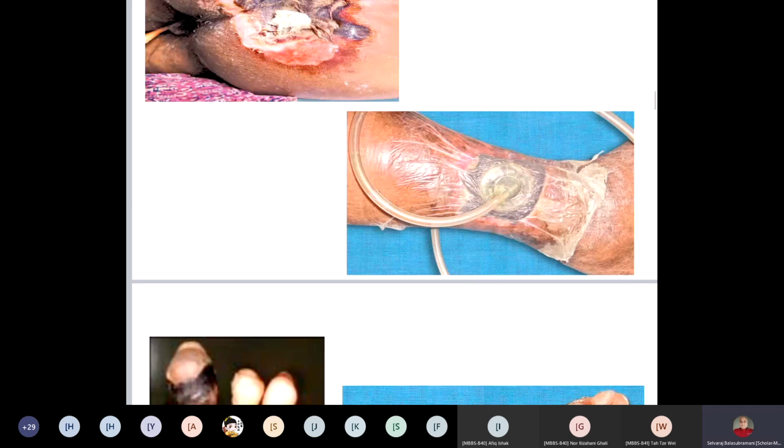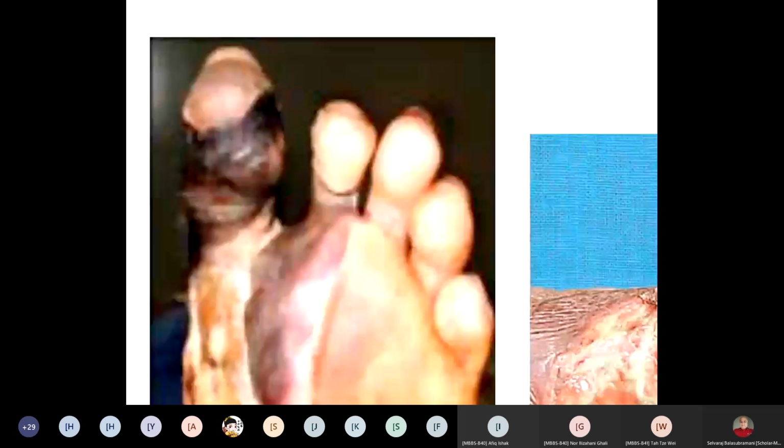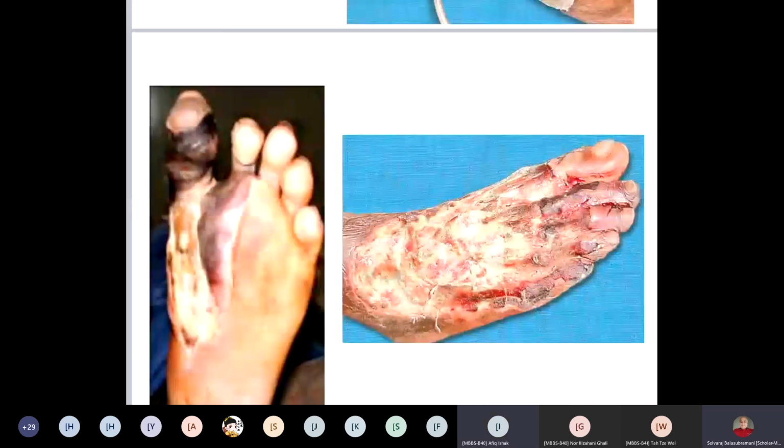So what is this stage? You are seeing black coloration. So what is it? It is gangrene, no? Only gangrene you will see like black coloration. So what type of gangrene is it? Dry gangrene. Yeah, it is dry gangrene. And what is the other type of gangrene? Wet gangrene, or moist gangrene.